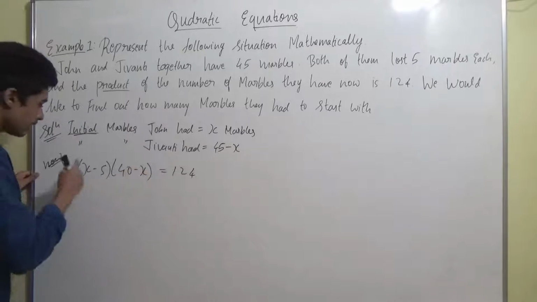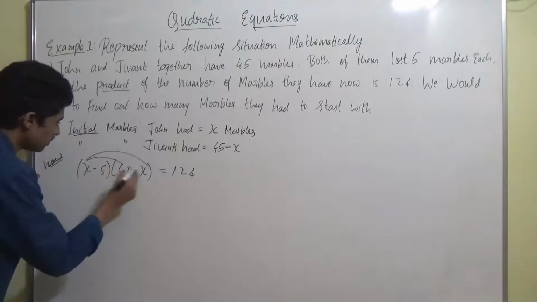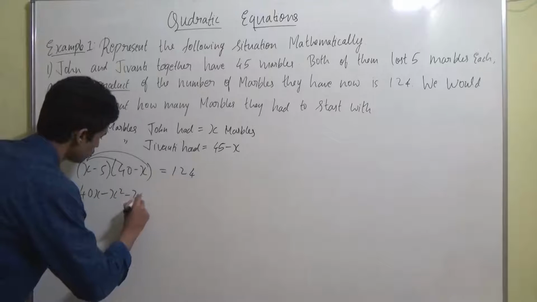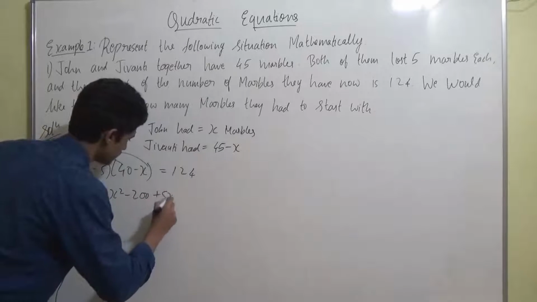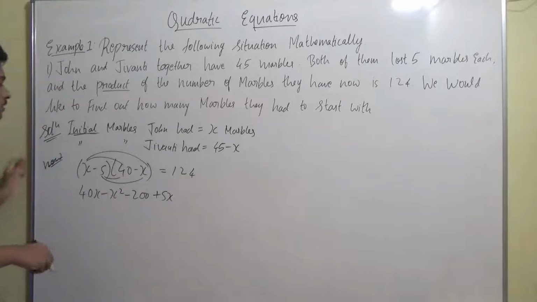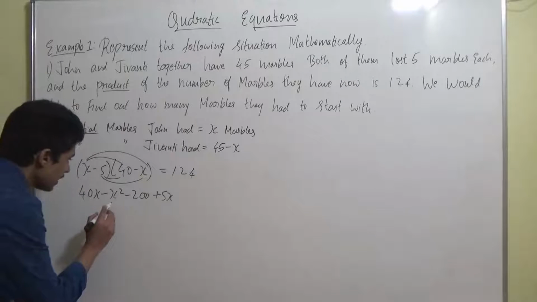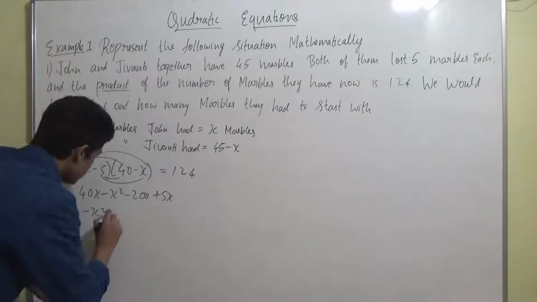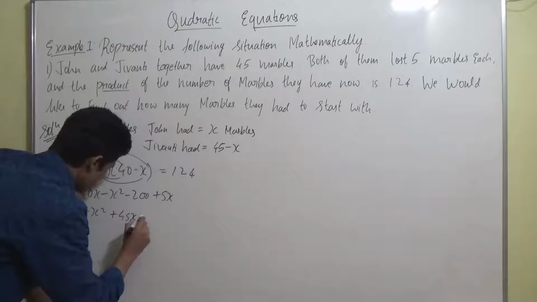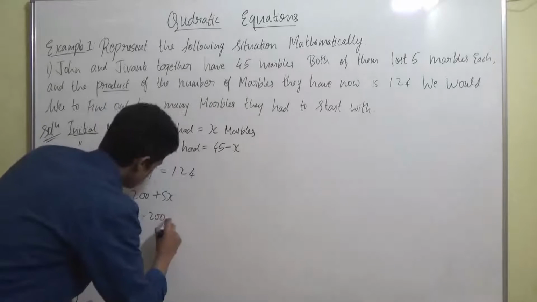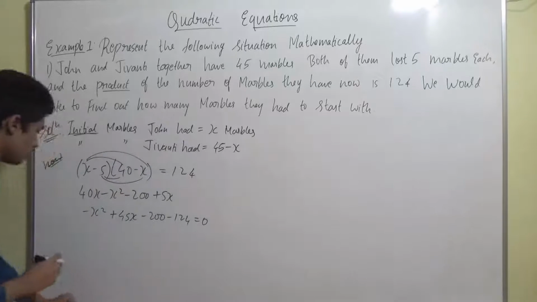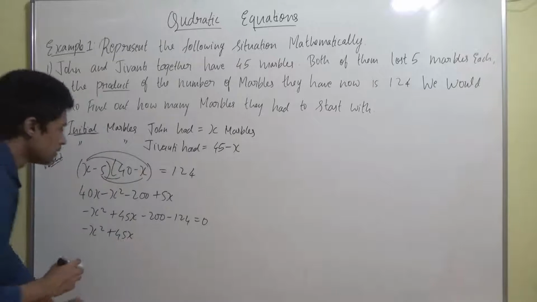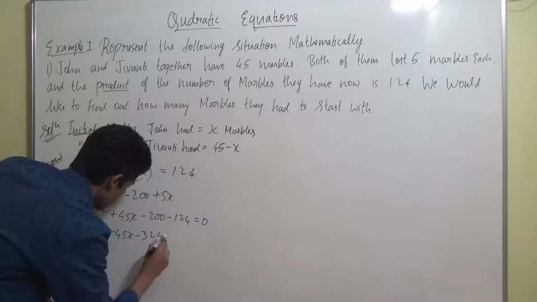Right, now if I start multiplying them, it becomes 40x minus x square minus 200 plus 5x. Getting it? After expanding the bracket, this becomes minus x square, 40x plus 5x becomes plus 45x, minus 200 minus 124 equal to 0, so minus x square plus 45x minus 324 equal to 0.